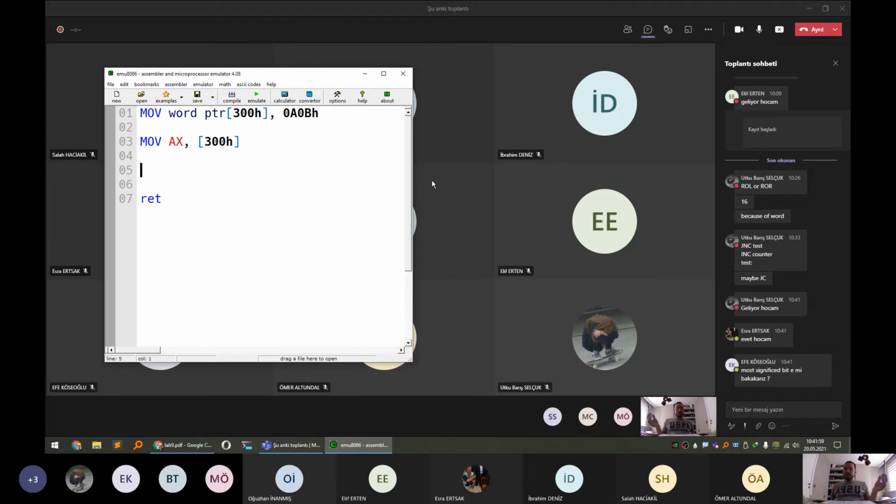Most significant bit. Yeah, the most significant bit. If a value or register is a signed register or memory, we can look at the most significant bit. If the most significant bit is 1, it means this is a negative value.